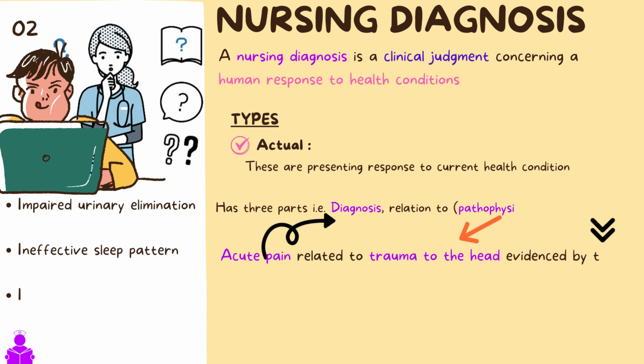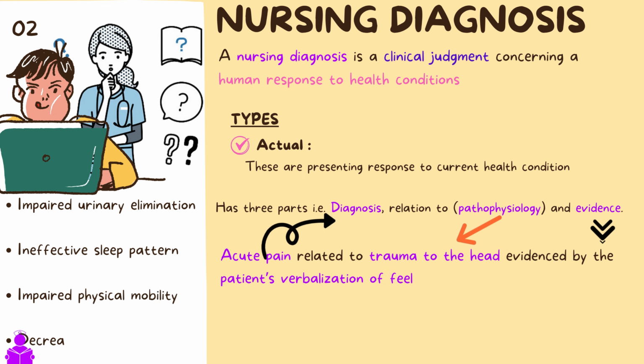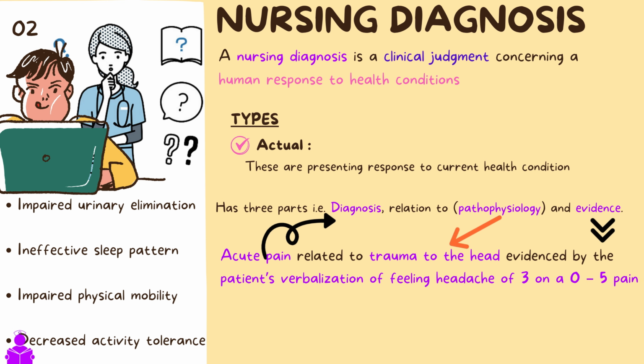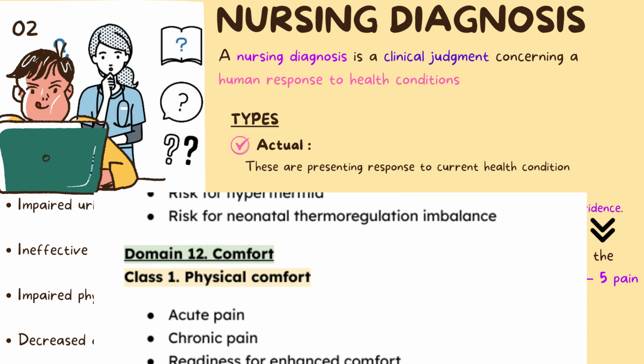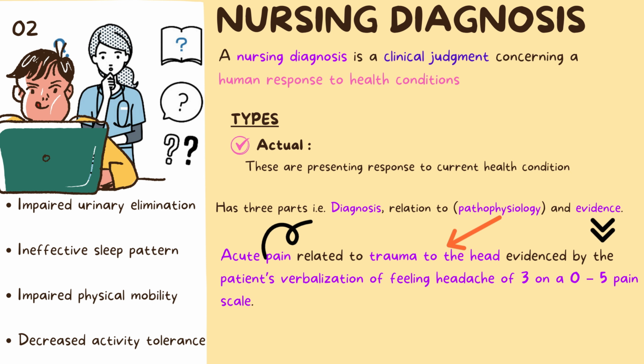When we are formulating an actual nursing diagnosis, we use a specific three-part format, which means that their problem or diagnosis is acute pain, which we shall find where? From NANDA. Please check the description for it. Then we relate it to the cause or the pathophysiology, which is head trauma. And then we support it with the evidence, which is the patient's report. And precisely, that is how we formulate the actual diagnosis.